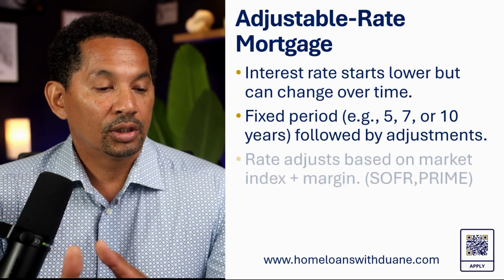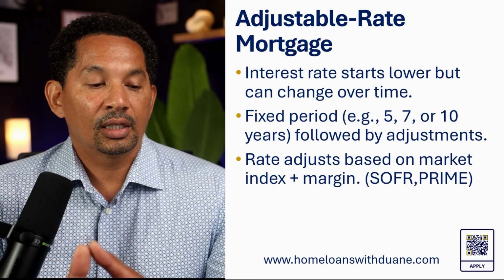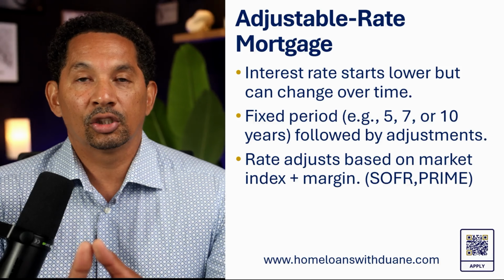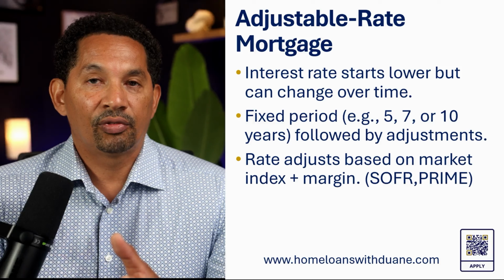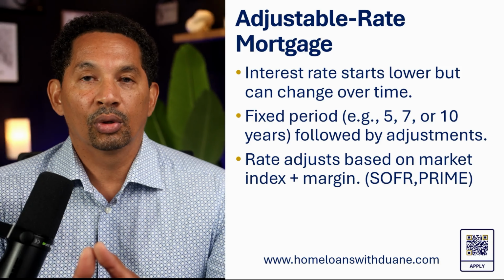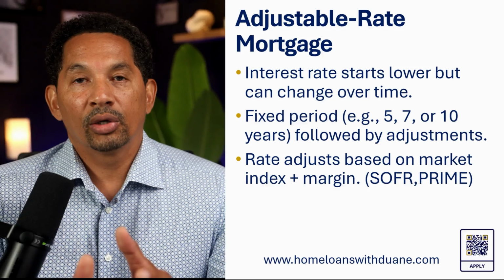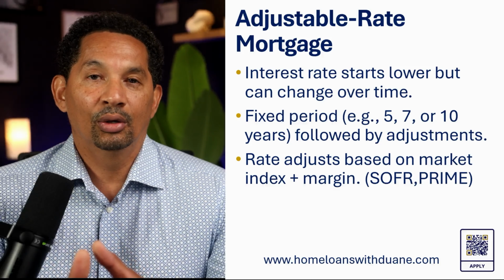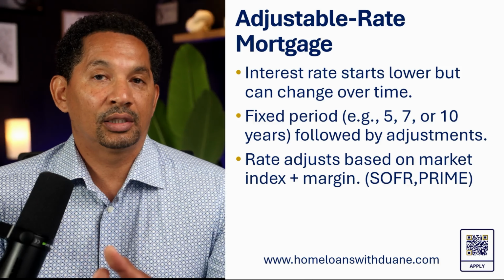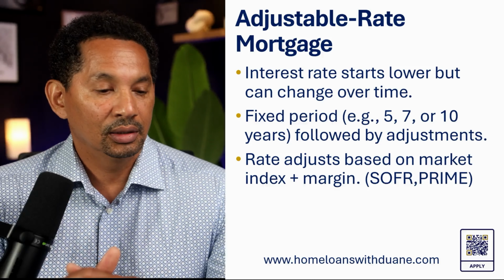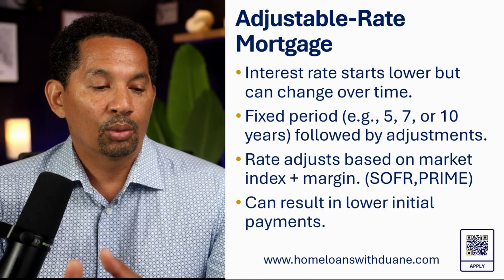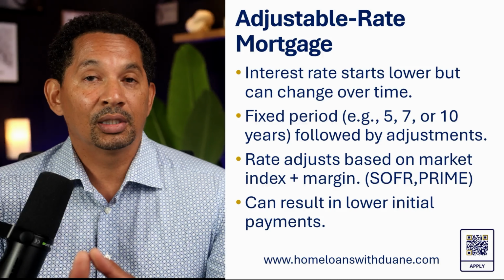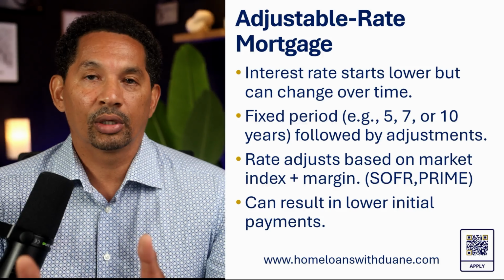Now, the rate will adjust based on the market index plus the margin. So the index, and I have some here on the screen, the SOFR is an index used for the 5-year ARM, and the prime is typically used for lines of credit. But the margin is set by the lender, and that's going to be pretty much how they profit on the loan is the margin. And that will not change at all. Only the index can change. Now, this can result in lower initial payments, but it can actually also result in higher payments after the adjustment. It just depends on how the market is performing.